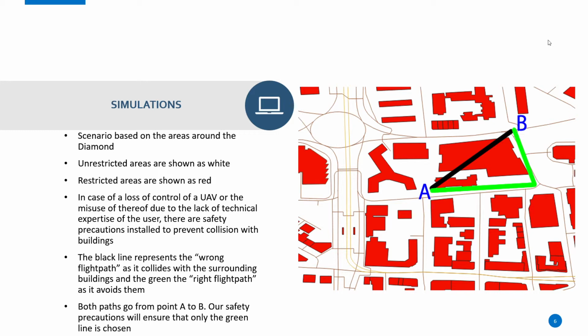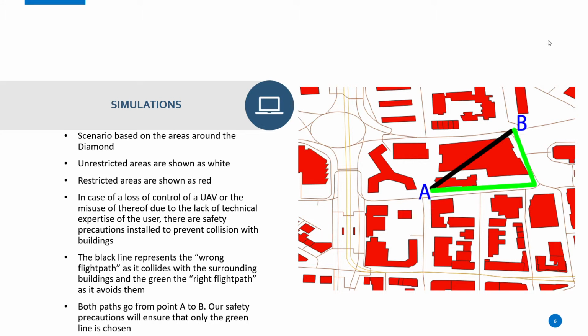Along with our test on the campus of Cranfield University, we have also hypothesized how such software would work closer to home in Sheffield, on the Diamond building. So as you can see in this picture, point A to point B is the flight path that the drone follows, and the first flight path is in black, represents a black line that goes right through the Diamond building.